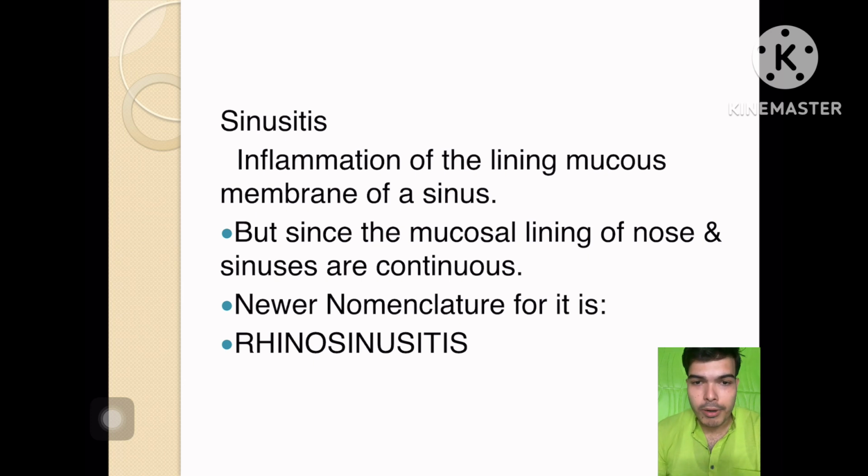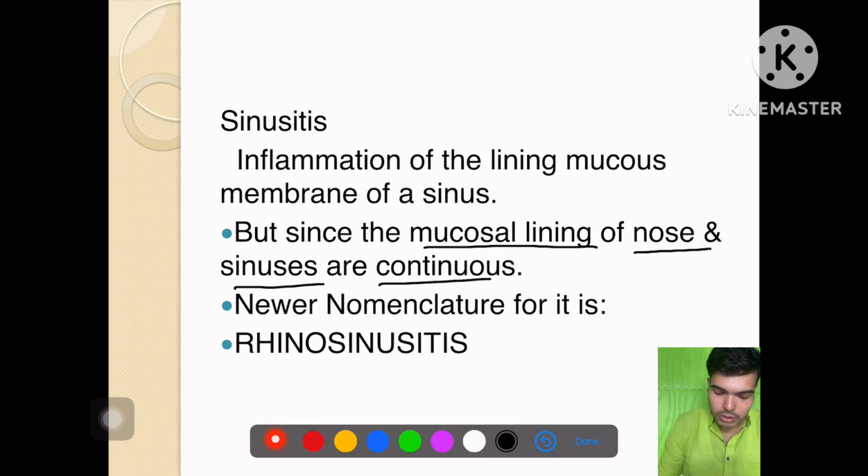I have a PowerPoint presentation for you today. Inflammation of the lining mucosal membrane of the sinuses is known as sinusitis, but since the mucosal lining of the nose and sinuses are continuous, it is now termed rhinosinusitis, as I've already told you. Next thing that you need to remember is that rhinosinusitis can be either acute or chronic, or it can be subacute rhinosinusitis.